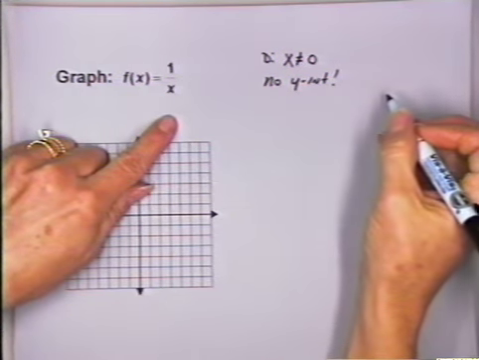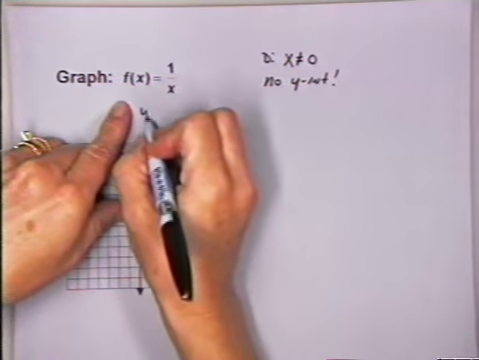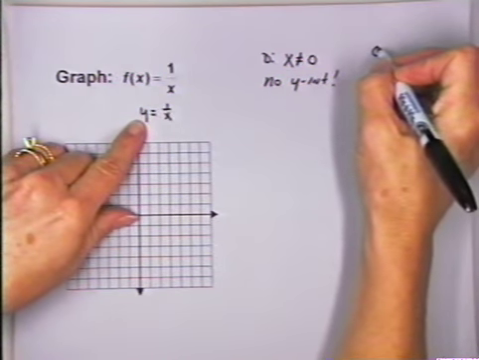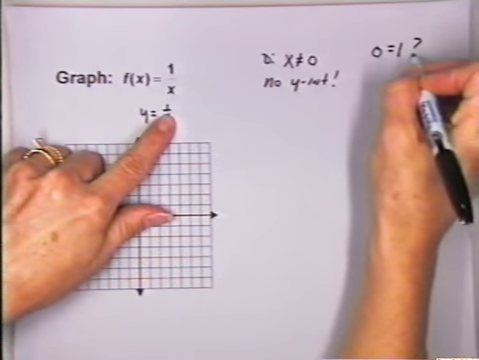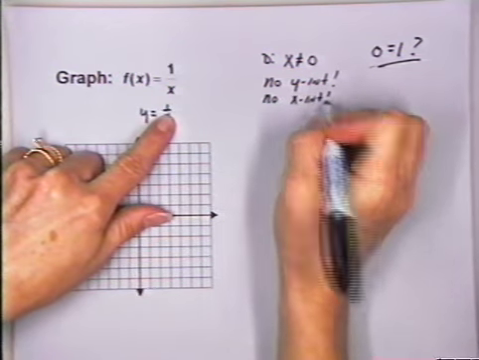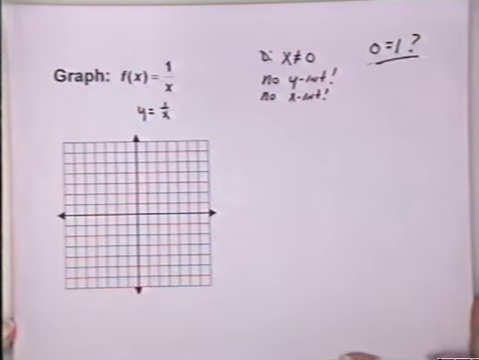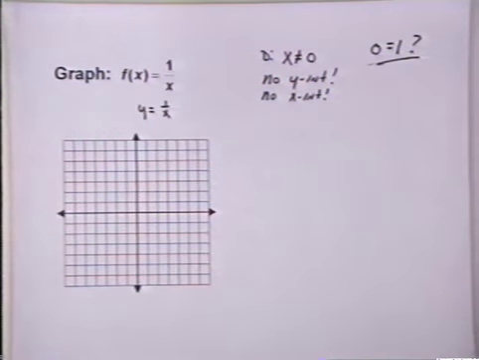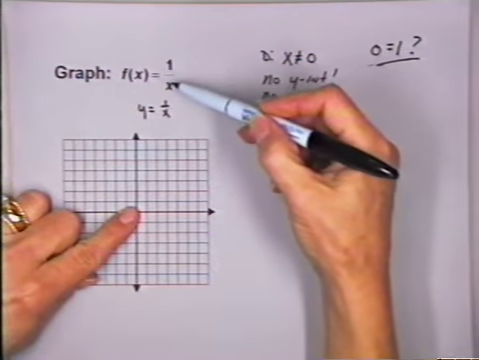Then my next question is, what about an x-intercept? Remember, f of x is just like saying y. This is just like writing y equals 1 over x. So if I let y be 0, and we've already said that with a fraction equal to 0, it is the numerator, which is 1, that must be 0. Is this true? That can't happen, can it? So there is no x-intercept either. Having no y-intercept or x-intercept tells me that my graph will never cross either the x or the y-axis.